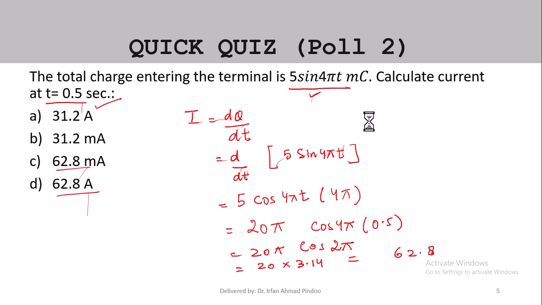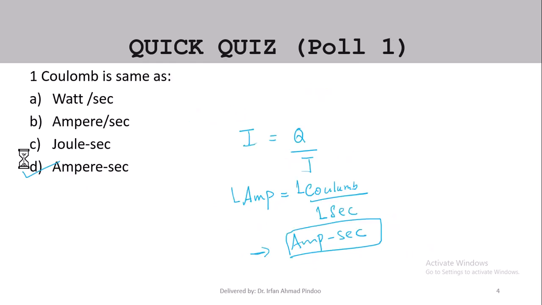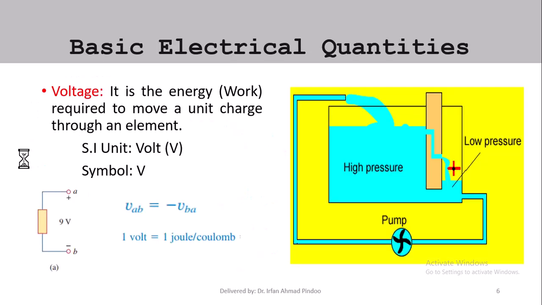Now we see that 62.8 is given in option C also and D also, but we have to take care of units as well, as we have seen that the units are given in millicoulomb over here, so it means the answer should also be in milli only. So the answer is 62.8 milliampere. So we should go with option number C in this case. In this way you can expect simple questions based on current relation or the charge relation.